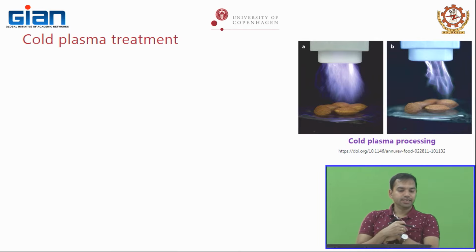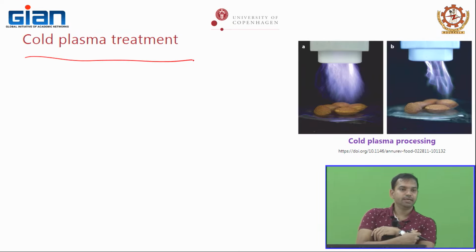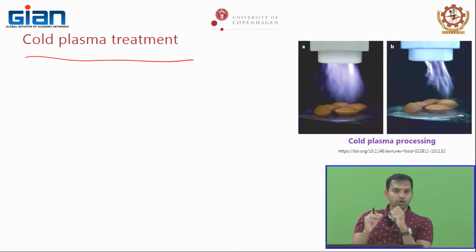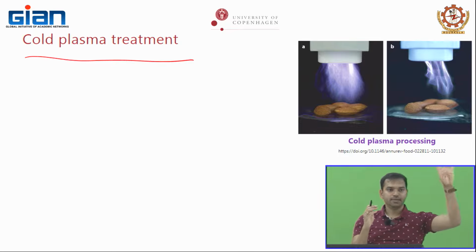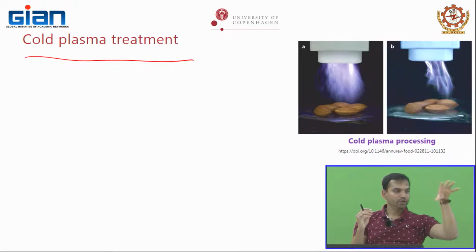Then there is another technology called cold plasma treatment that can be used to modify proteins. In the interest of time, I will skip that for today, but I am not skipping it from the GAN course. I will teach it in another lecture because it is also relevant there. Cold plasma is nothing but plasma, the fourth fundamental state of matter, containing electrons, UV light, everything.